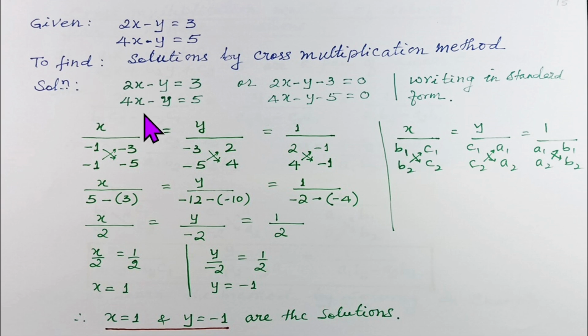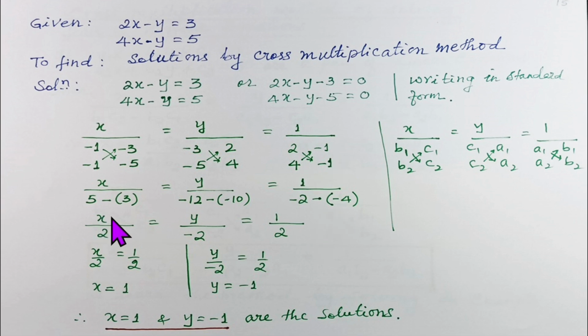So I have taken b1 b2. Now b1 b2 is minus 1, minus 1, and then c1 c2 is minus 3, minus 5, and here c1 c2 is minus 3, minus 5, and we have a1 a2, that is 2 and 4. Then we have 2 and 4, minus 1 here. Now follow the procedure. Multiply minus 1 into minus 5, that is 5. Minus of minus into minus is plus, therefore minus 3. Minus 3 into 4 is minus 12. Minus of minus 10, and 2 into minus 1 is minus 2, minus of minus 4. Then simplify it.